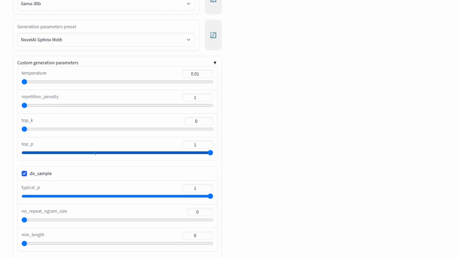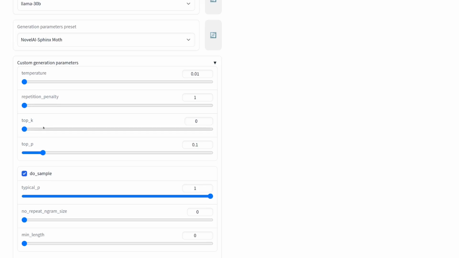And the smallest set of tokens whose cumulative sum of probabilities exceeds this percentage. So the lower the percentage, the fewer tokens most likely will be considered, and you can use this in conjunction with top K to fine-tune the amount of tokens that get considered for the next generation.